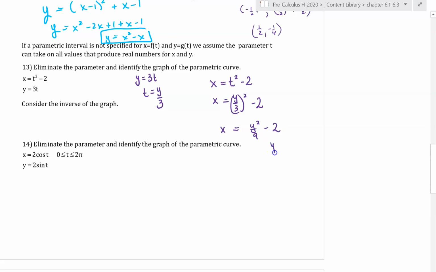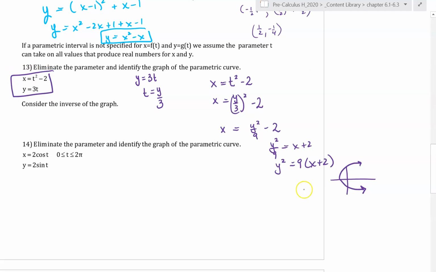So y squared over 9 equals x plus 2. So y squared equals 9 times the quantity x plus 2. So if you actually think about what this graph looks like, it looks like something like this. So again, if you would have gone back here to graph it in parametric mode, grab your calculator. But this is something kind of interesting.